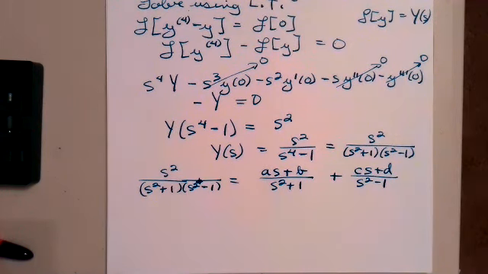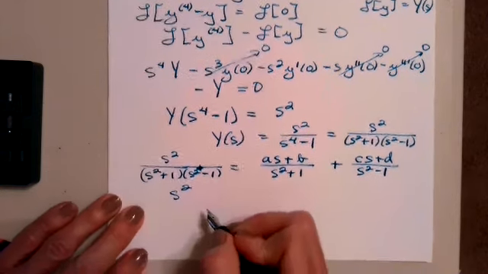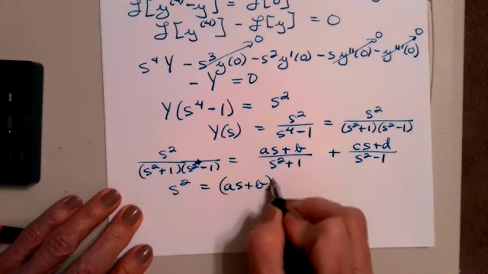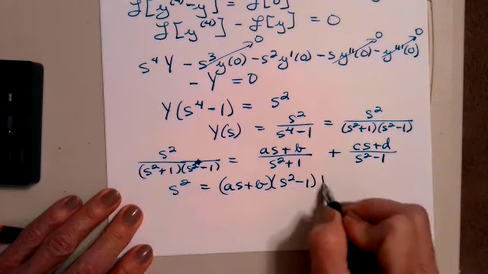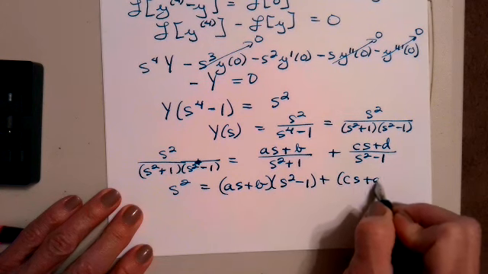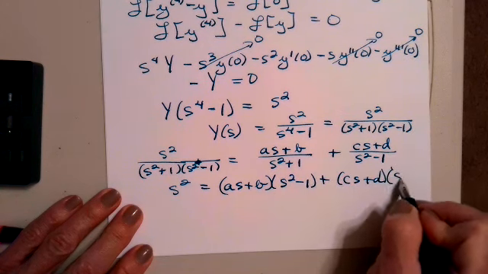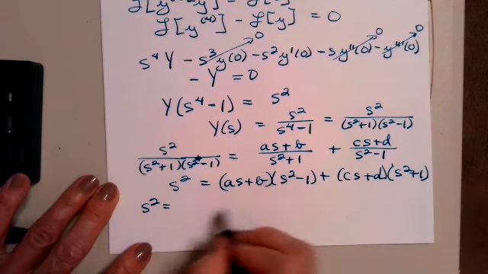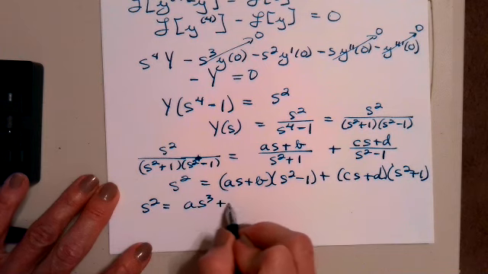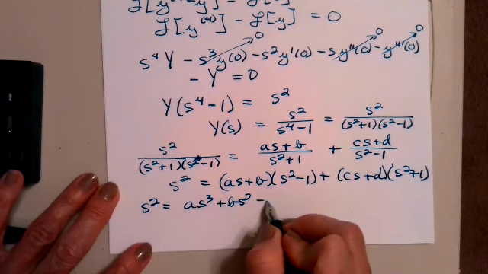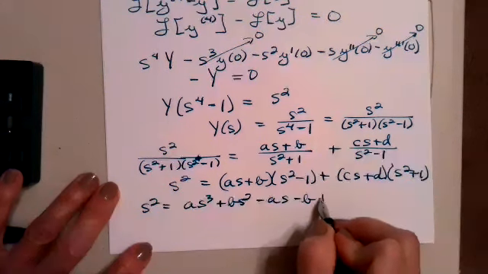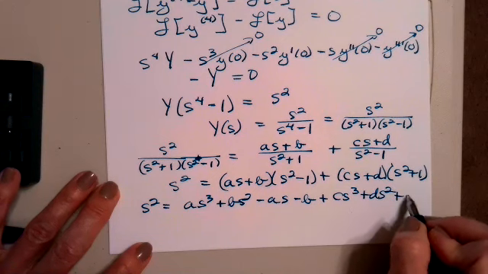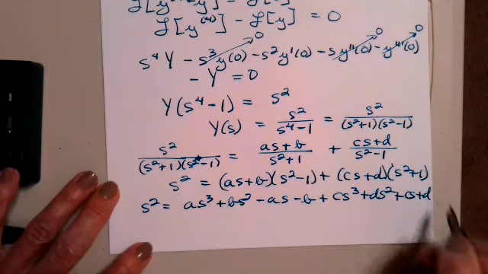Okay, and now when you work that out, you will get s squared. Let's do this one completely. So here I'll have (as plus b) times (s squared minus 1) plus (cs plus d) times (s squared plus 1). Okay, so that says s squared is equal to, here I get an as cubed plus bs squared minus as minus b plus cs cubed plus ds squared plus cs plus d.